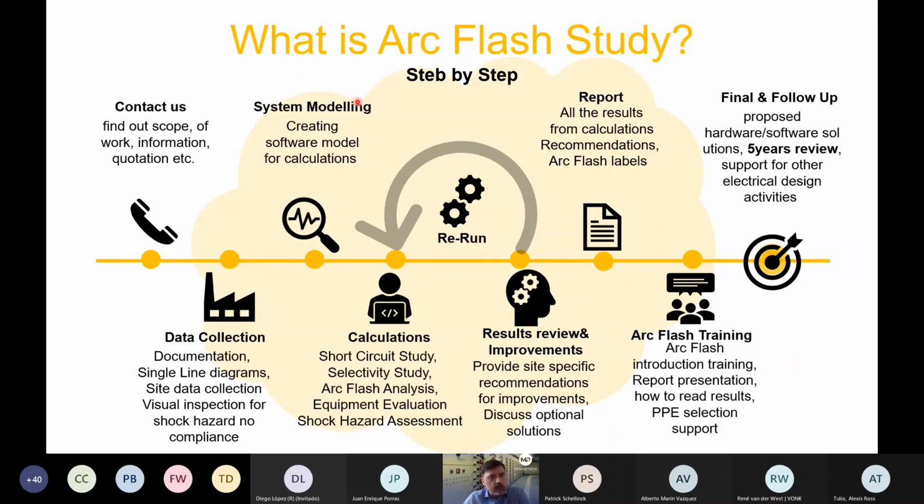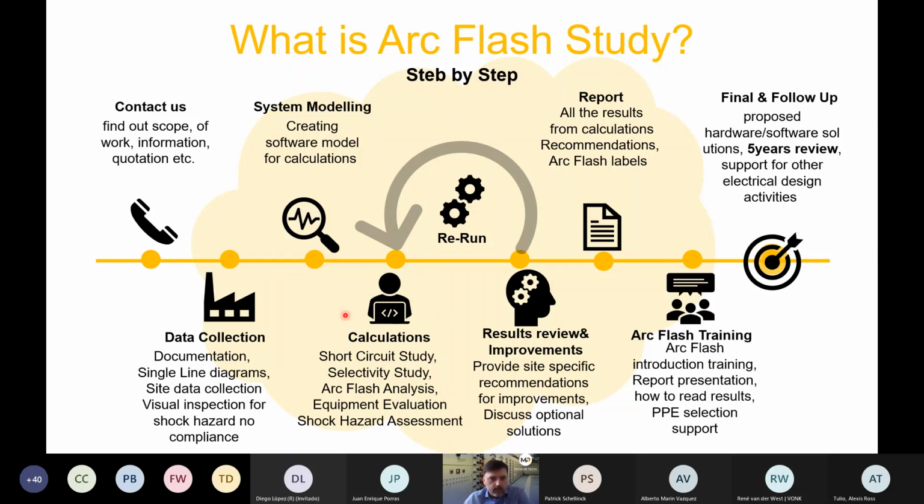You will be helping, but this is for the electrical engineer, the power system engineer. We create the model in electrical calculation software to run all the calculations. By calculations, I mean that we have to run a short circuit study, selectivity study, and I will explain this in detail in a minute, ArcFlash analysis, equipment evaluation, and shock hazard assessment.